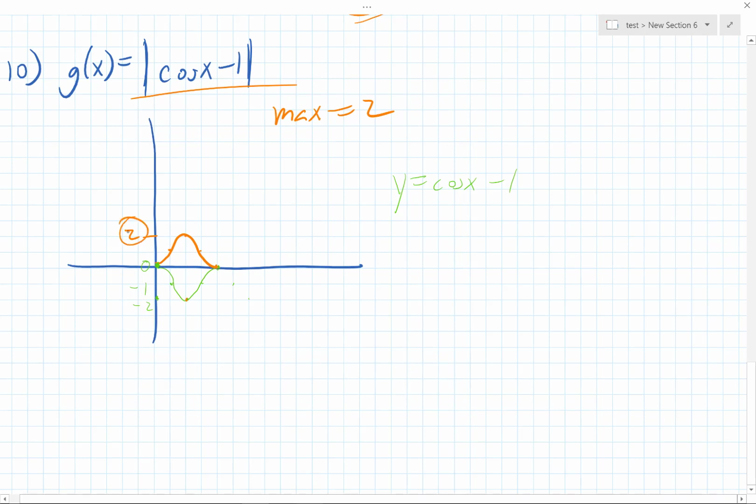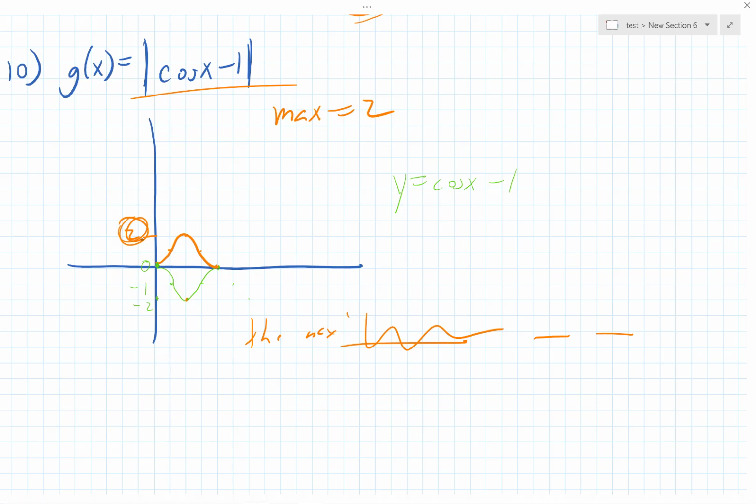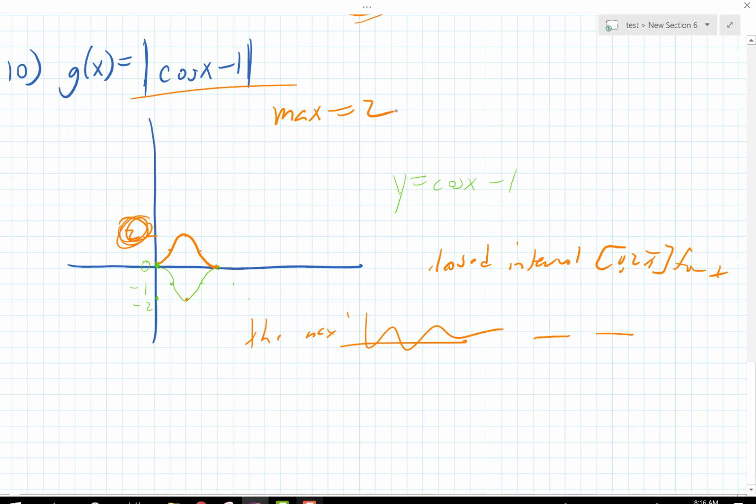they still want the maximum value, because the way the grammar reads is the max value obtained by g is blah. So the rest of it is just blah. What they want is the maximum value of the 2. And the closed interval 0 to 2 pi is just referring to x. Yeah, but I think they want the 2. Okay, that's that.